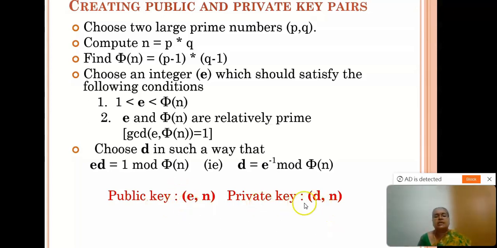How to choose E and D? That's the step given here. You have to choose E in such a way that it is greater than 1 and less than phi of n, and E and phi of n are relatively prime numbers. And after choosing E, you have to choose D in such a way that D is equal to E power minus 1 mod phi of n.